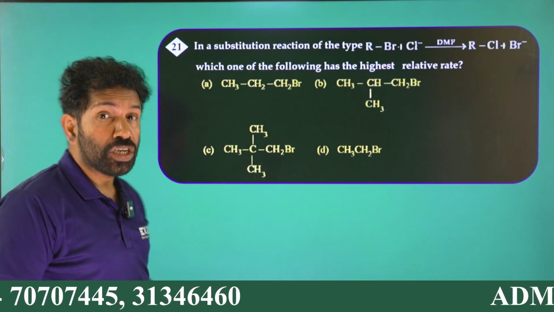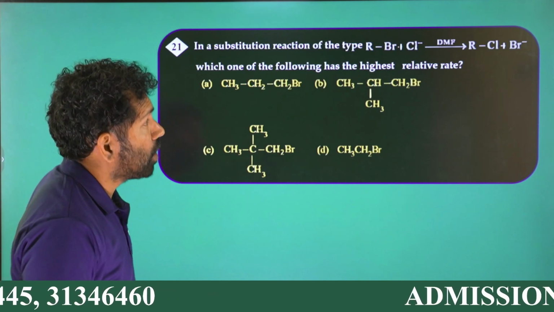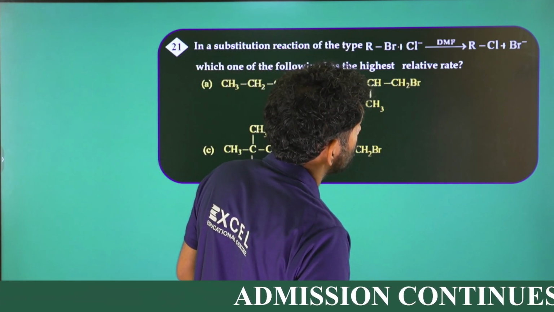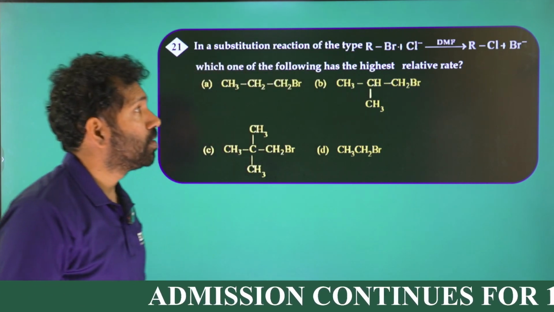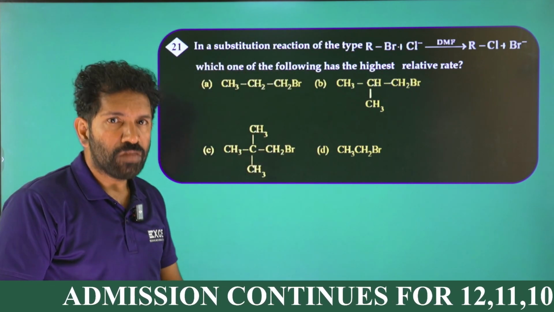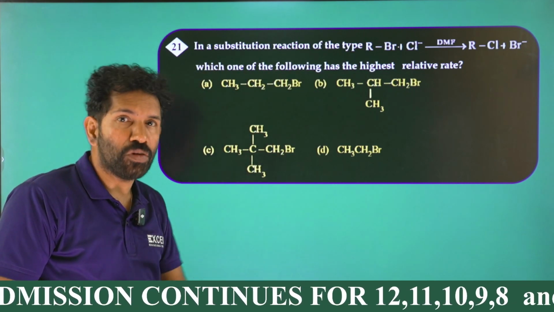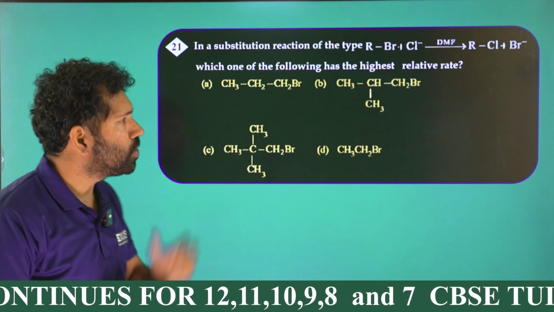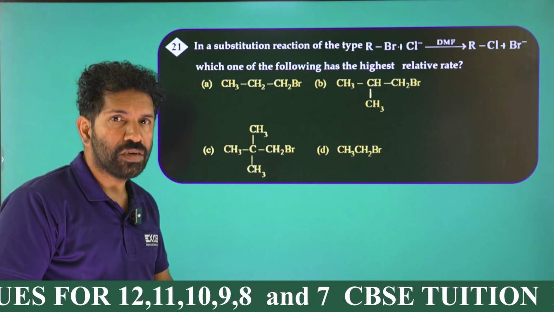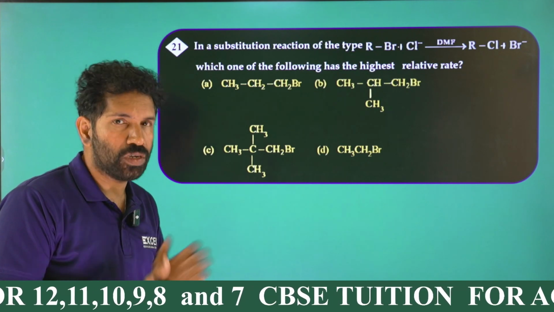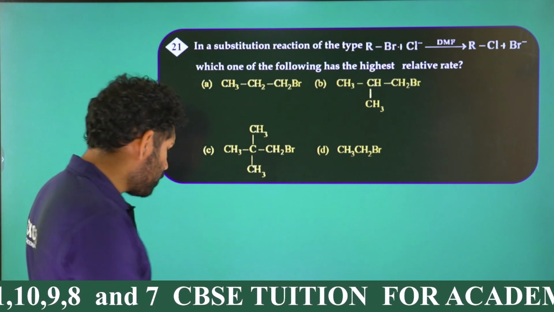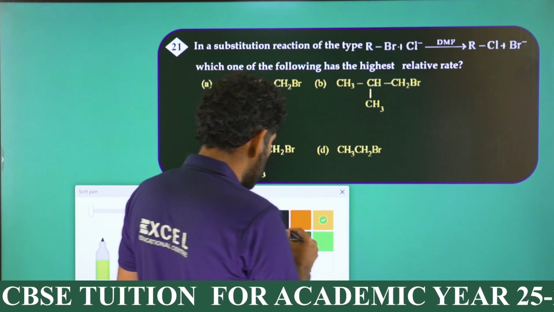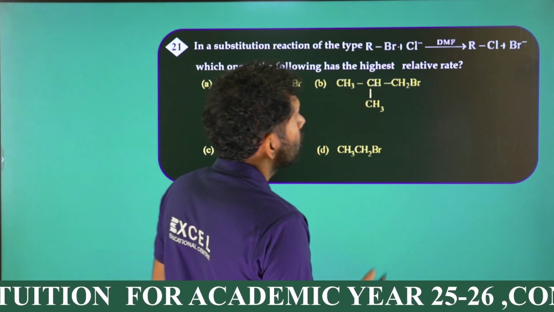In a substitution reaction of the type RBr plus Cl minus in DMF, you will get RCl plus Br minus. So this is a reaction where one nucleophile replaces the other nucleophile. Which is more reactive? This question is a bit harder in CBSE. You have to remember one more point here. Here we have to check the solvent, right? Who is the solvent over here? The solvent here is DMF.